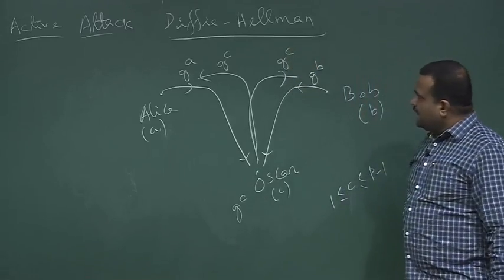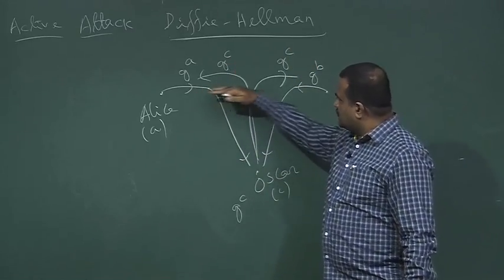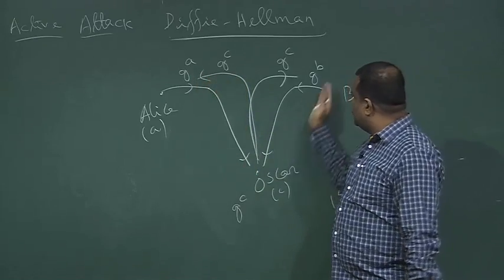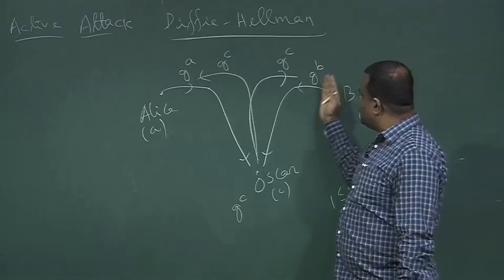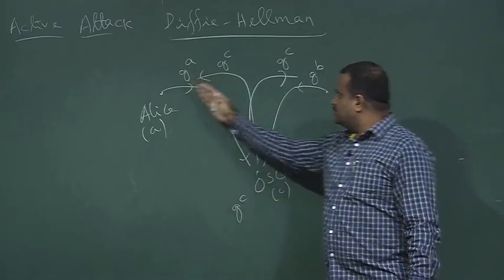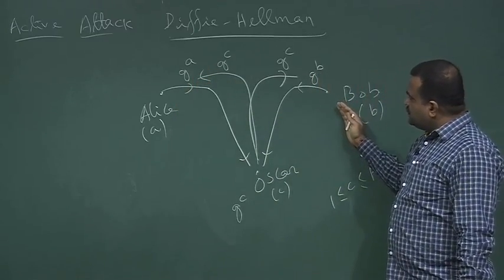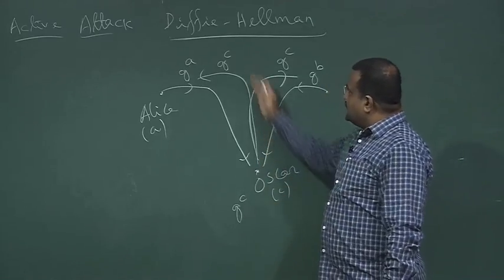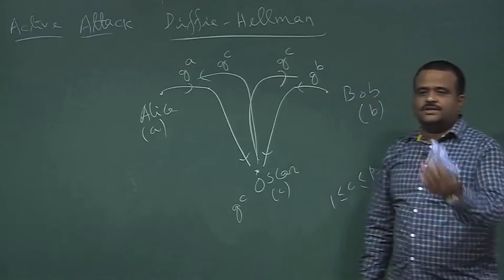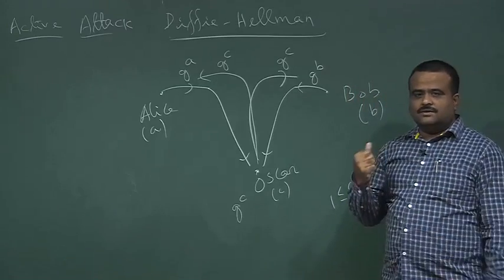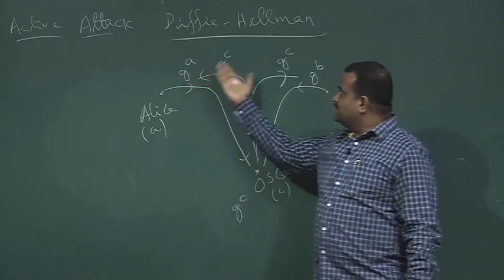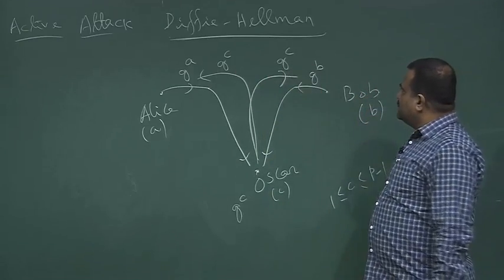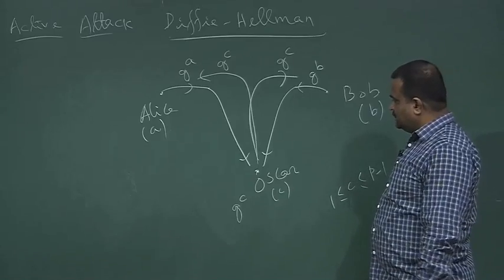Oscar stops the communication between Alice and Bob. Oscar takes G to the power A and G to the power B, and does not allow G to the power B to go to Alice or G to the power A to go to Bob. Instead, Oscar computes G to the power C and sends it over this public channel. Alice will think that G to the power C is coming from Bob, and Bob will think that G to the power C is coming from Alice.